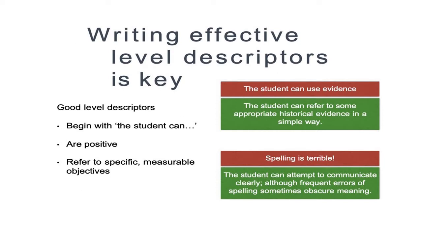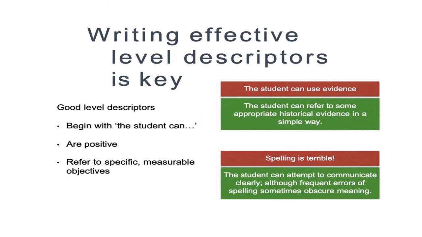Then we come to the level descriptors. Again, just to reiterate, we always want to say the student can do something as far as possible. Now, I've broken this rule myself. I'm going to show you a couple of examples. The one in red is not a good way to write it: the student can use evidence, as opposed to the student can refer to some appropriate historical evidence in a simple way. Who can tell me what the difference is between the two?